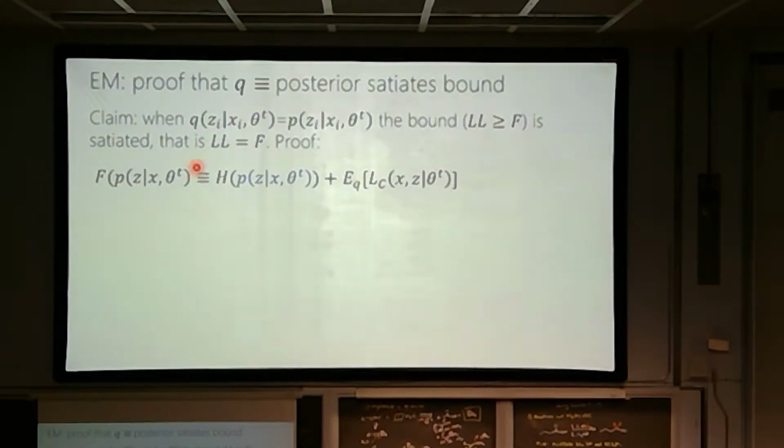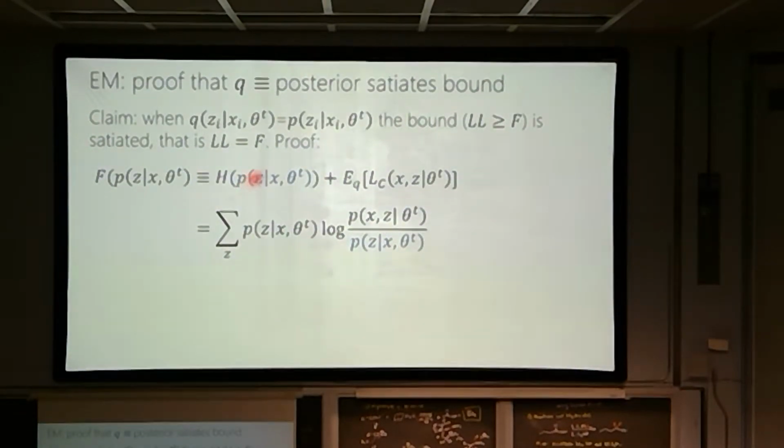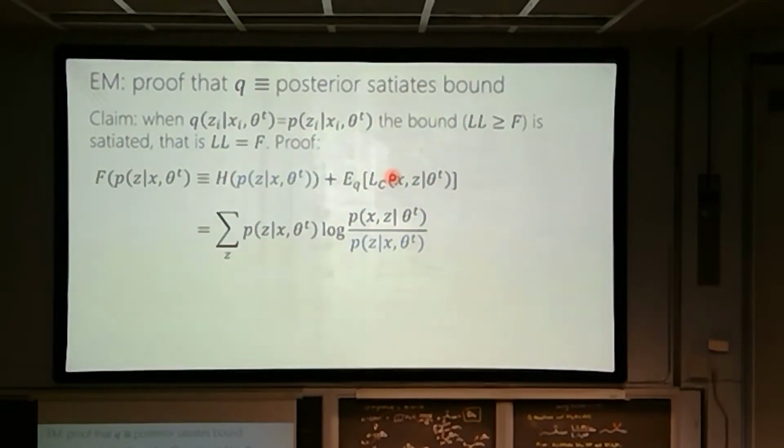Okay, so the claim I just said was that when Q is equal to the posterior, then that bound becomes satiated, which means the likelihood is equal to this thing called the free energy. And so you can just plug things in. So this is what we call the free energy. It was the entropy of Q, but now I've plugged in P. And then it was the expected complete log likelihood, where actually this should be a P as well because I'm plugging in Q for P. And then I can just take the definitions of the entropy, which we already went through, and the expected complete log likelihood, which I just described. And if you put those both in, this is what it looks like.